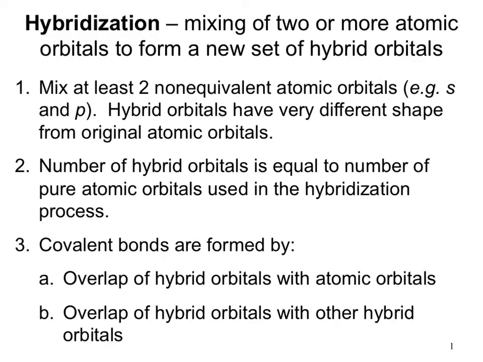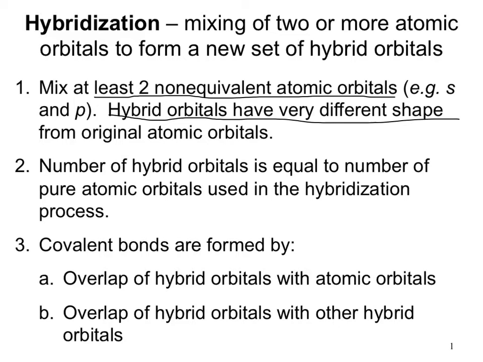First, we need to mix at least two non-equivalent atomic orbitals. So, for example, an s and a p, or an s, a p, and a d, or an s and two p's. So these are different shaped orbitals, and the hybrids are going to have a very different shape from the original atomic orbitals.